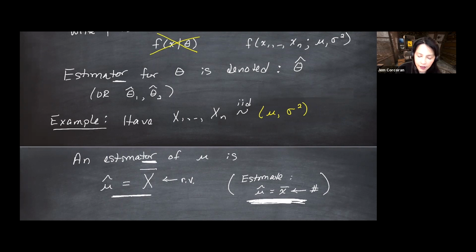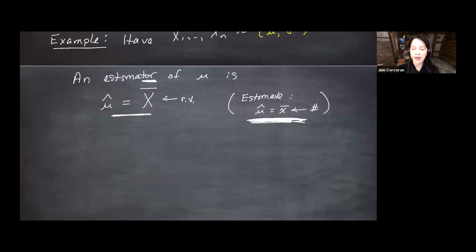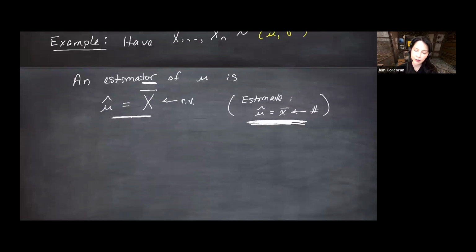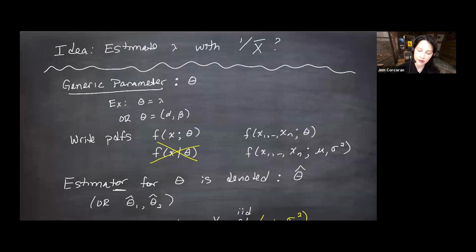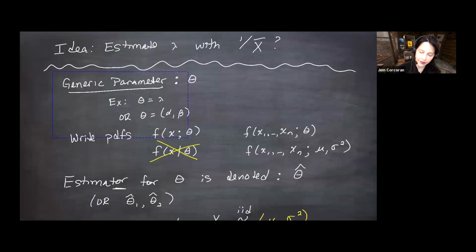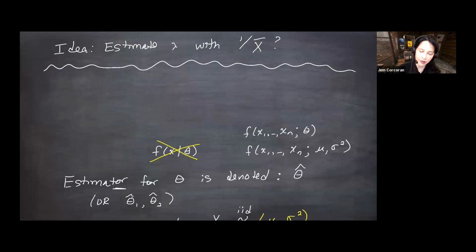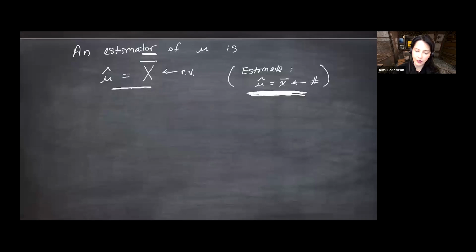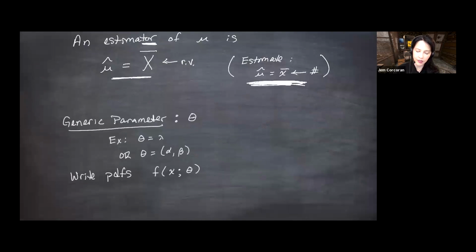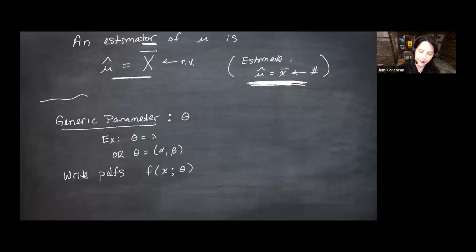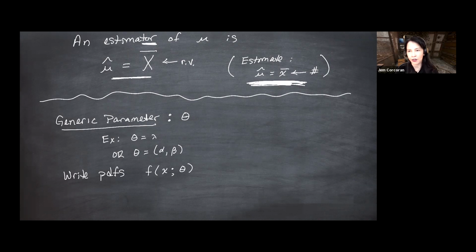Okay, so I already said that theta is a generic parameter, and sometimes we're going to want to estimate, you know what, let me bring this all down. Oops. Okay, so here is the setup for going forward. Our generic parameter is going to be called theta. We're going to start writing our PDFs with an expanded notation to really emphasize the dependence on theta.